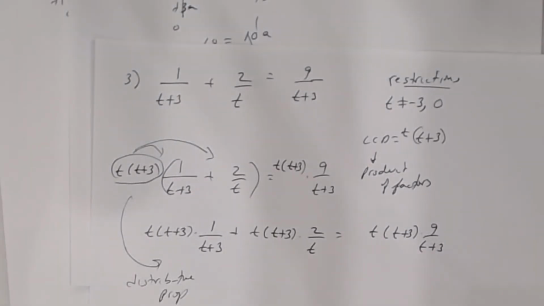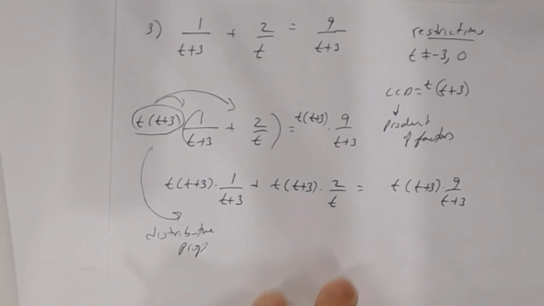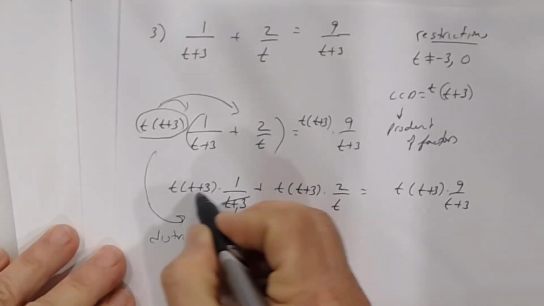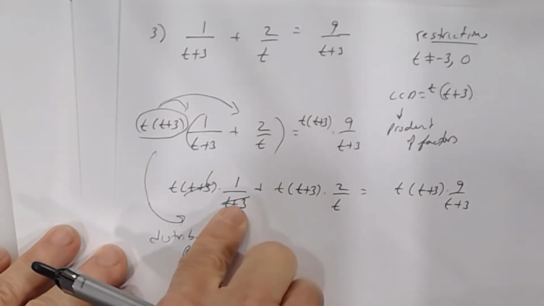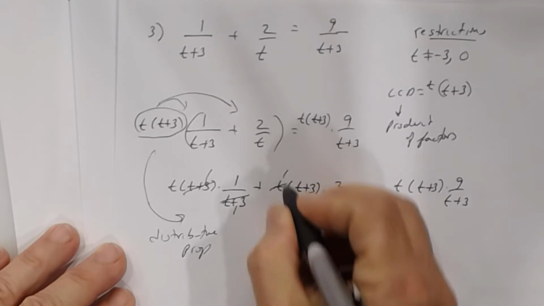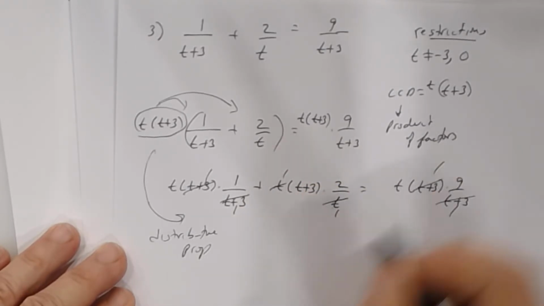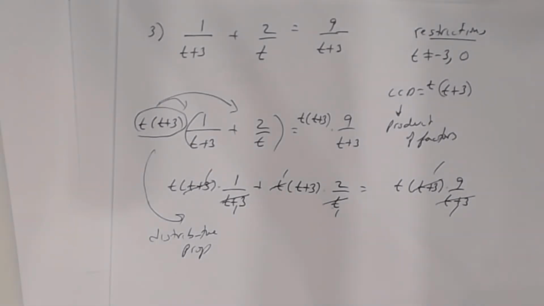Now remember what we did after that was reduce. That's what we did next. Okay, so let's reduce. The t plus 3's divide out. Y'all see that? I have 1's here. The t's divide out here. See that? The t plus 3's divide out here. So remember, the whole point of multiplying by the LCD is to make those denominators 1's.